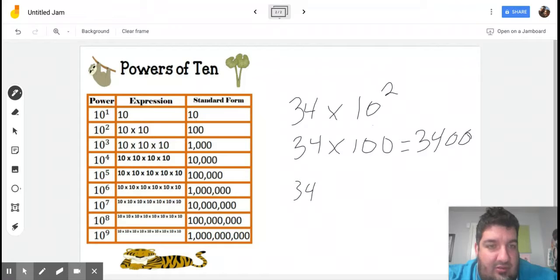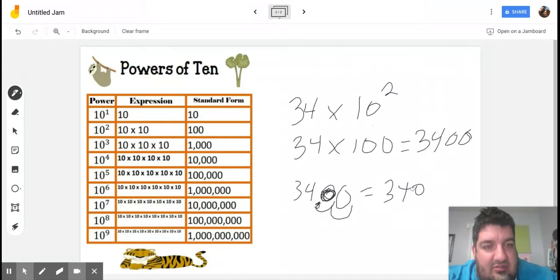So we got 34. But if you didn't know, every number has a decimal point here. And since this is 10 to the second power, it's moving the decimal point 2 places. Every number has a decimal point, and this is a new thing. So you're going to move it 1 place, and then I need to put a 0. And that's why it actually equals 3,400: because you're moving your decimal place 2 place values.